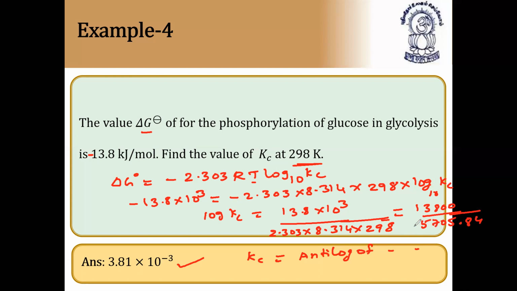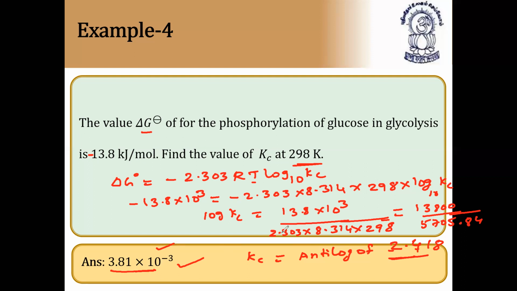So we can take it as 13,800 divided by 5,705.84, which is equal to 2.418. Kc is equal to the antilog of 2.418. Antilog of 2.418 is approximately 3.81 into 10 to the power of minus 3.